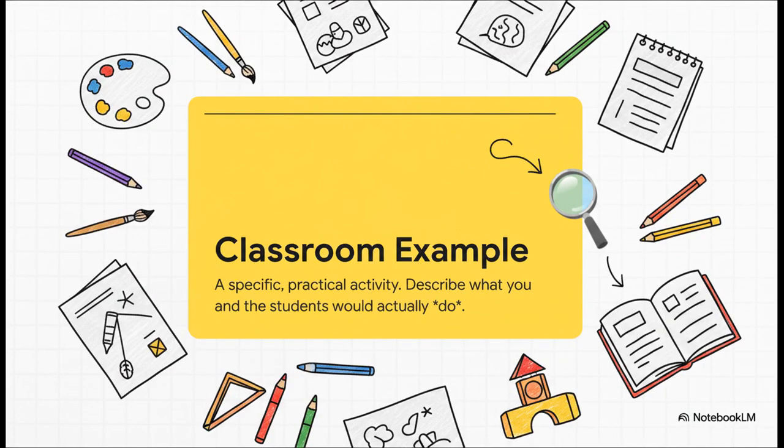Now this part is so important. Specificity is everything here. Your classroom example has to be concrete. Don't just talk about the theory, describe a real activity. What would you and the students actually be doing? What materials are you using? Paint a clear picture so the scorer can see you know how to put theory into practice.